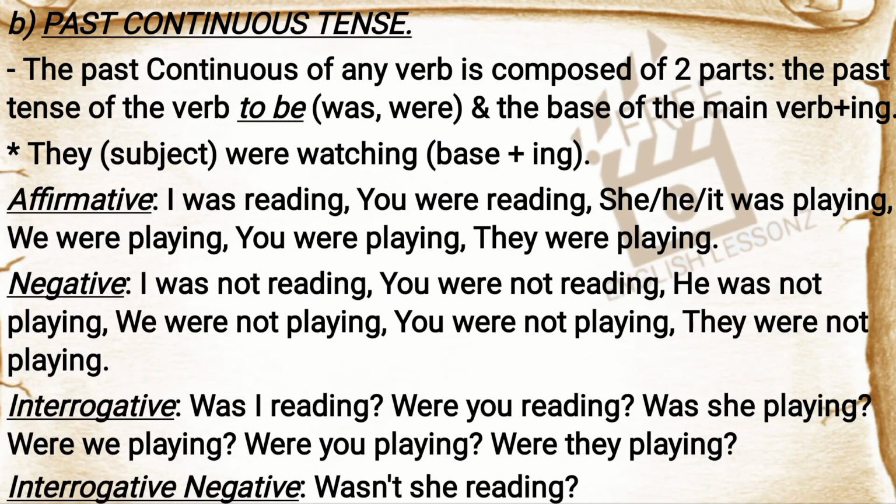B. Past continuous tense. The past continuous of any verb is composed of two parts: the past tense of the verb to be, was/were, and the base of the main verb plus ing. They, subject, were watching, base plus ing. Affirmative: I was reading, you were reading, she/he/it was playing, we were playing, you were playing, they were playing.